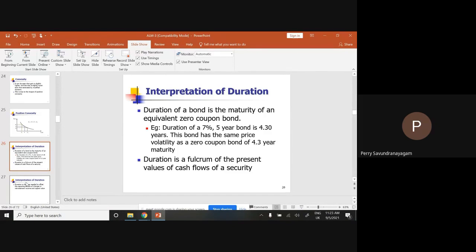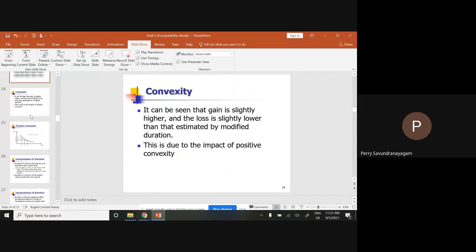You agree with that, no? So if I say a bond has a coupon and we calculate the duration and say, okay, this bond is 4.3 years based on the coupon. Or if I tell you that the bond has the same price volatility as a zero coupon bond of 4.3 years maturity, I'm calculating the same thing, right? Let me show you the example, then you will understand.